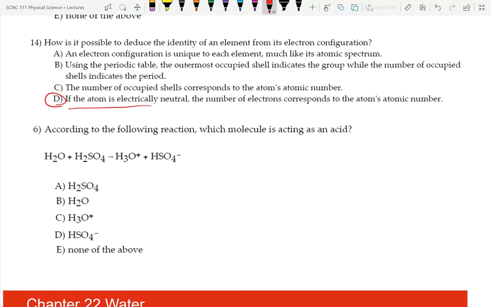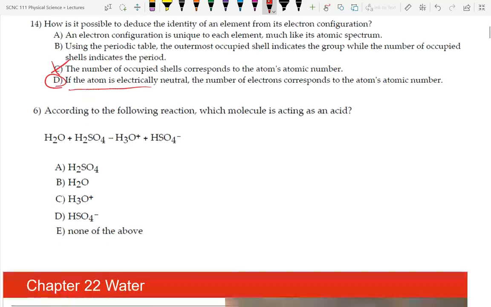B, using the periodic table, the outermost occupied shell indicates the group, while the number of occupied shells indicates the period. For the most part, roughly correct. Not exactly correct, but for the most part, roughly correct. But once again, it doesn't say for neutral, and so you'd have that implied neutral. The reason I said roughly correct is because, if you go down to, well, the filling, your first column is indeed following the shell. But then by the time you get to the third column, you're off by a few rows on the shell. And finally, C we could rule out. C was the only one that you could never argue for.